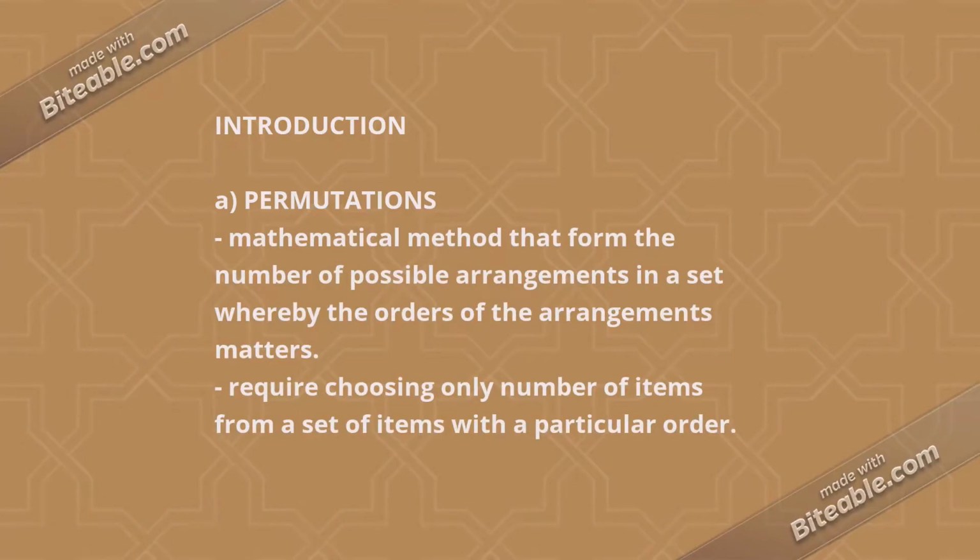Start with the introduction. A permutation is known as the mathematical method that forms the number of possible arrangements in a set whereby the order of arrangement matters. Commonly, mathematical problems require choosing only a number of items from a set of items with a particular order.